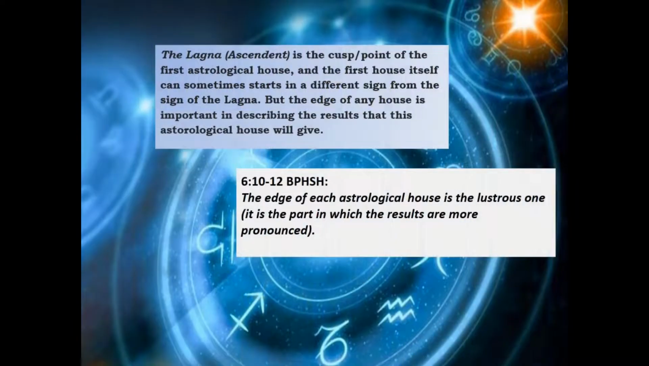The Lagna, the ascendant, is the cusp point of the first astrological house, and the first house itself can sometimes start in a different sign from the sign of the Lagna. But the edge of any house is important in describing the results that this astrological house will give.